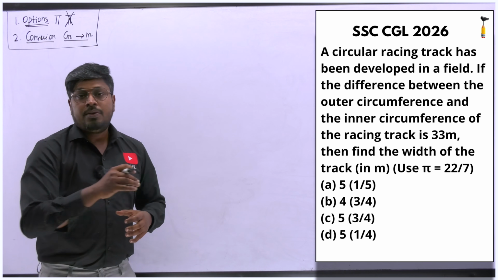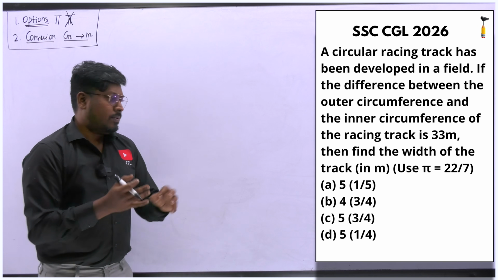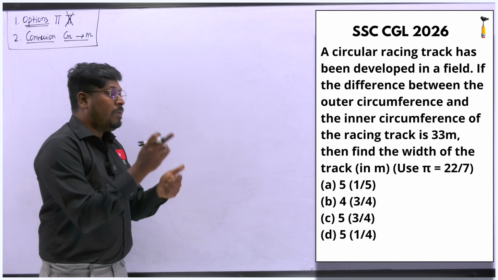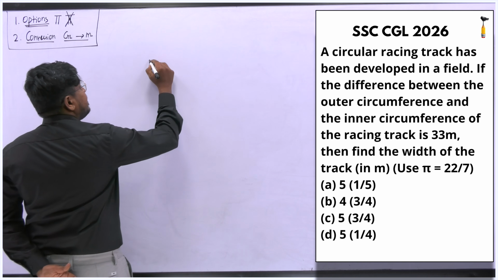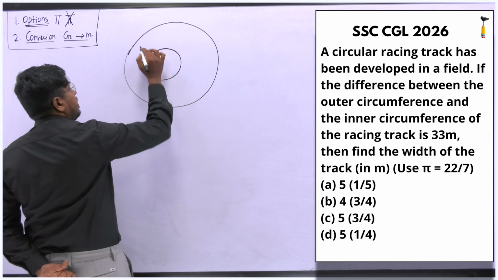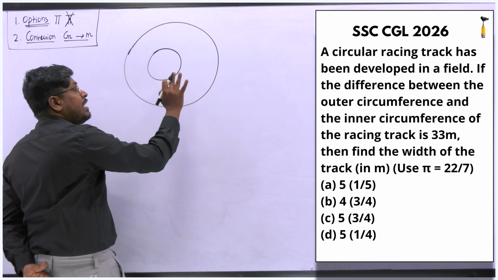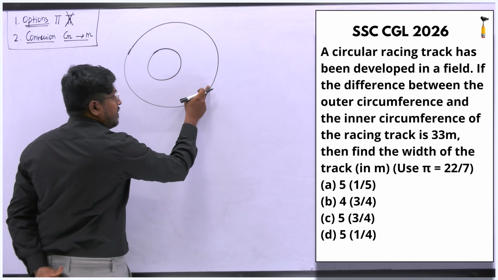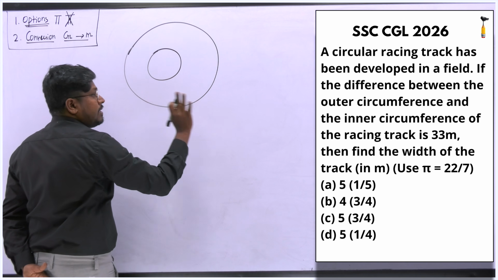See, we need to find the width of the track, and there are two circles. What they have given here is a circular track, and the difference between the outer circumference and the inner circumference, that means it's like a concentric circle. They have one circle here and another circle here. So inside one circle they have another circle, and the value they have given is the difference between the outer circumference and the inner circumference, which will be 33.